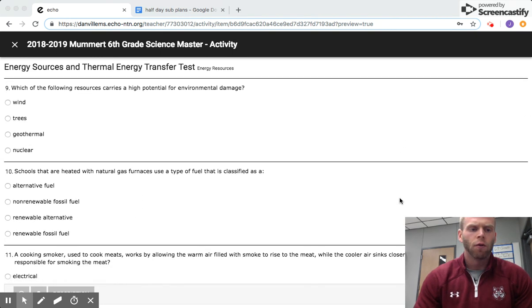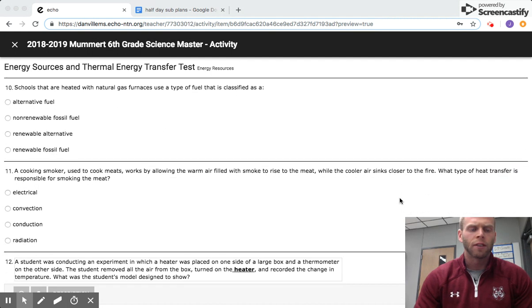Question 9. Which of the following resources carries a high potential for environmental damage? Wind, trees, geothermal, nuclear. Number 10. Schools that are heated with natural gas furnaces use a type of fuel that is classified as a alternative fuel, non-renewable fossil fuel, renewable, alternative, renewable fossil fuel.